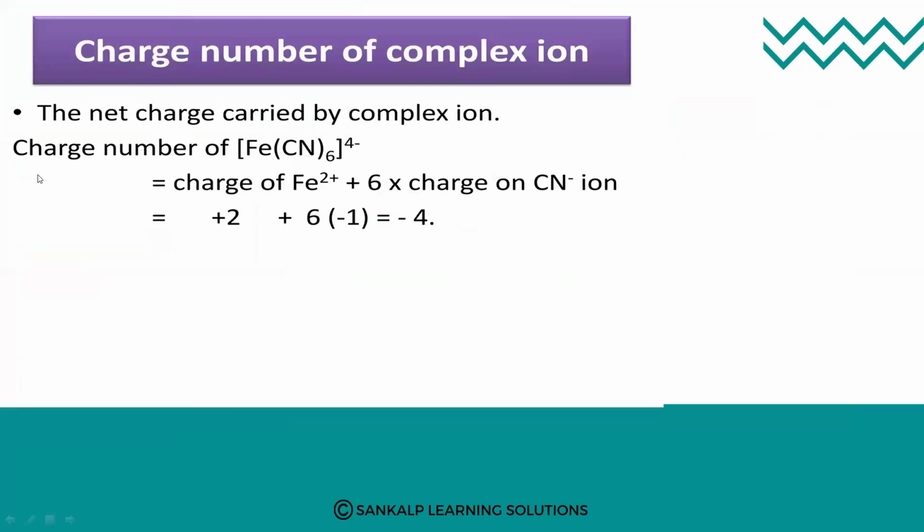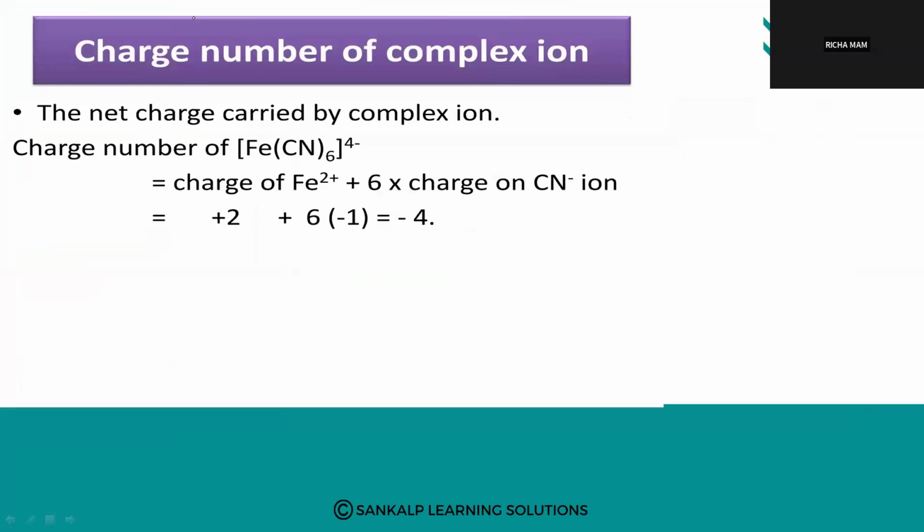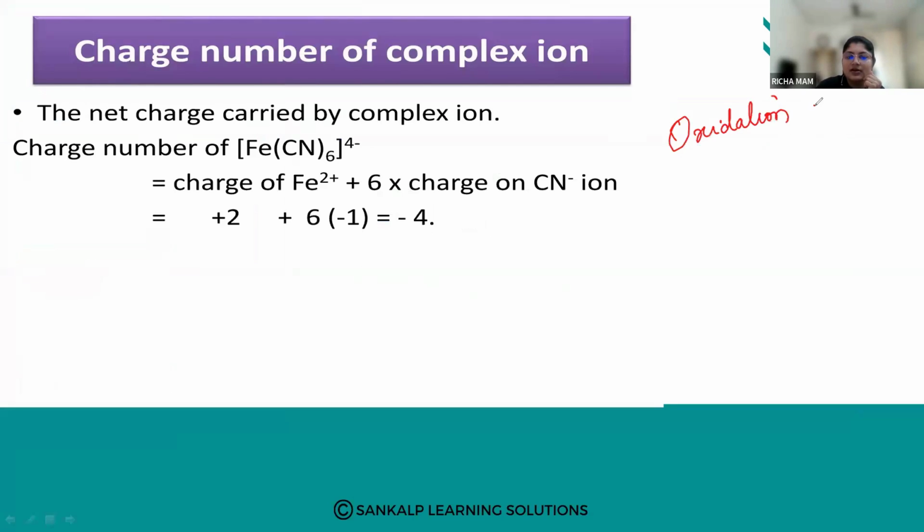Next, we are going to find the oxidation number of the central atom. So how to find the oxidation number of the central atom? What do you mean by oxidation number of the central atom? It is the charge carried by the central metal atom in a complex when all the ligands are removed along with their shared electron pairs.